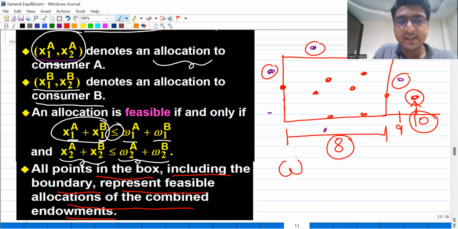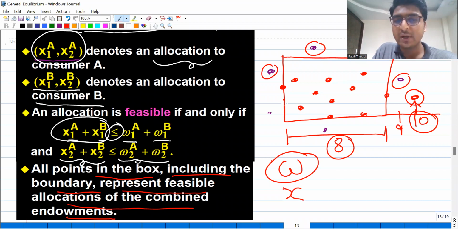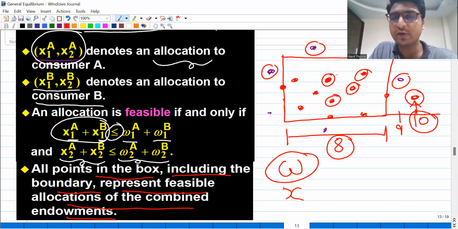So omega is the initial amount of good 1 and good 2 available to consumer A and consumer B. And X, these are the different allocations that we can distribute to them. Okay. So these are the consumption bundles that they can have. Omega is the initial amount that they have. So if initially we are at this point, then all these allocations can be given to these consumers. So we can redistribute this endowment.